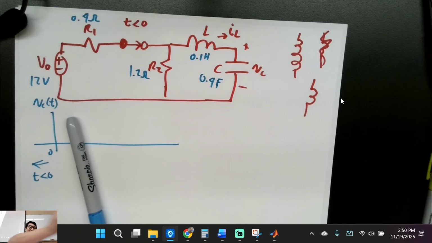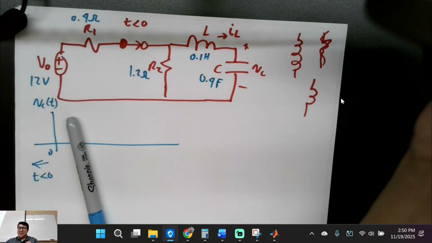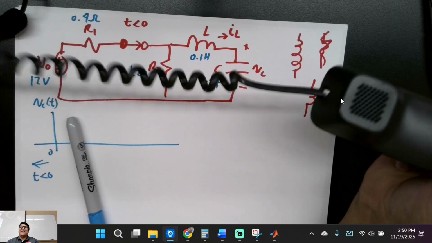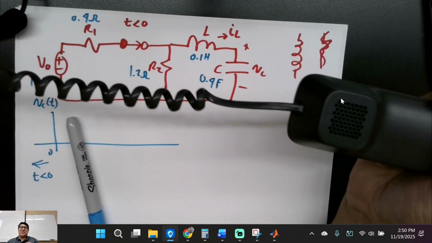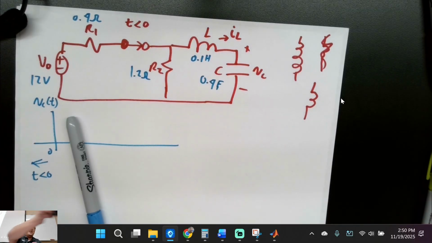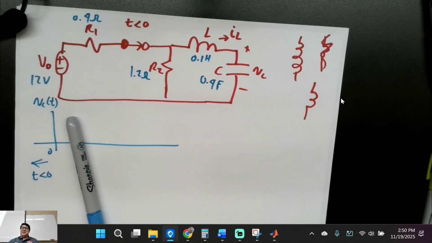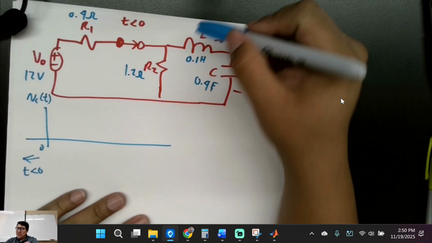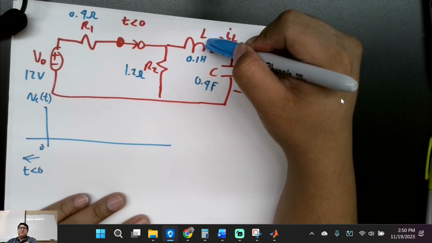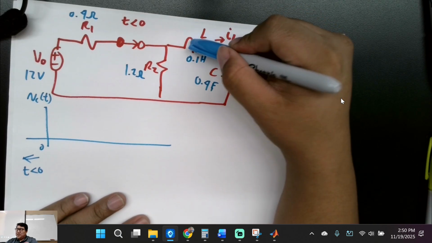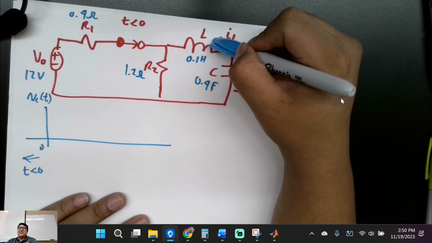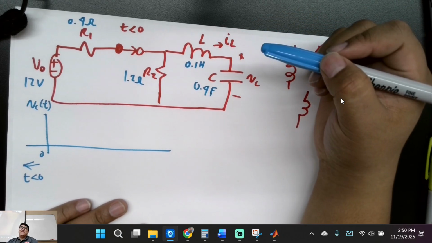Like, let me see if I got this telephone cord. You see this wire right here? That's kind of like an inductor. But in the end, it's just a piece of wire. At DC, we're just stable, we're doing nothing. So the voltage difference is going to be 0. It's just a short, correct?